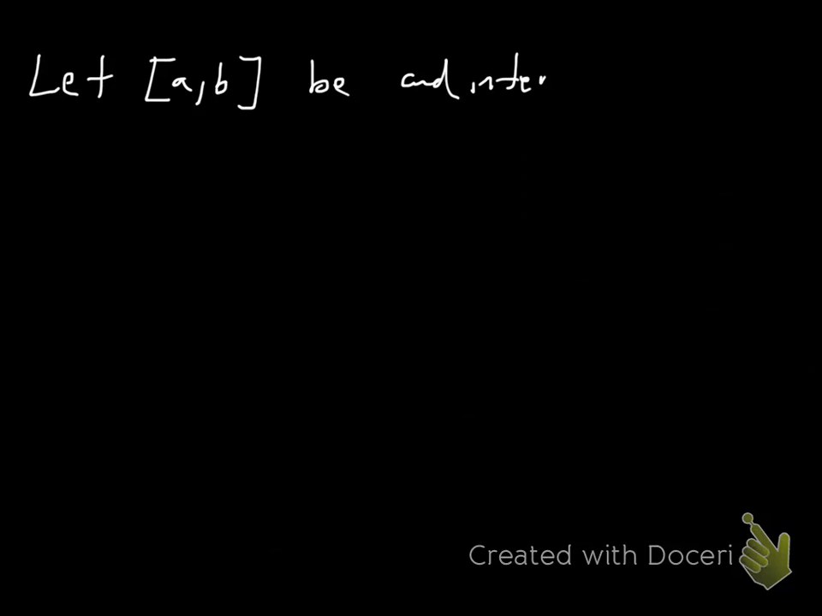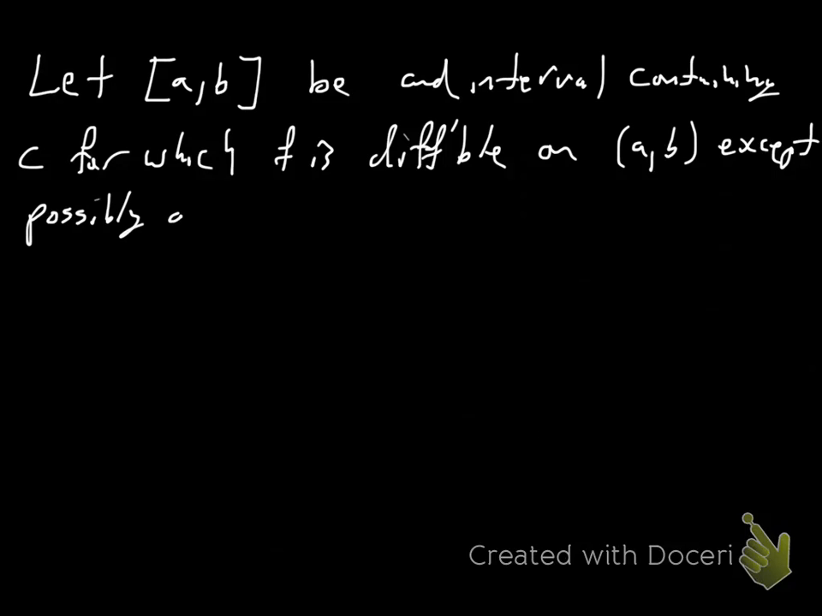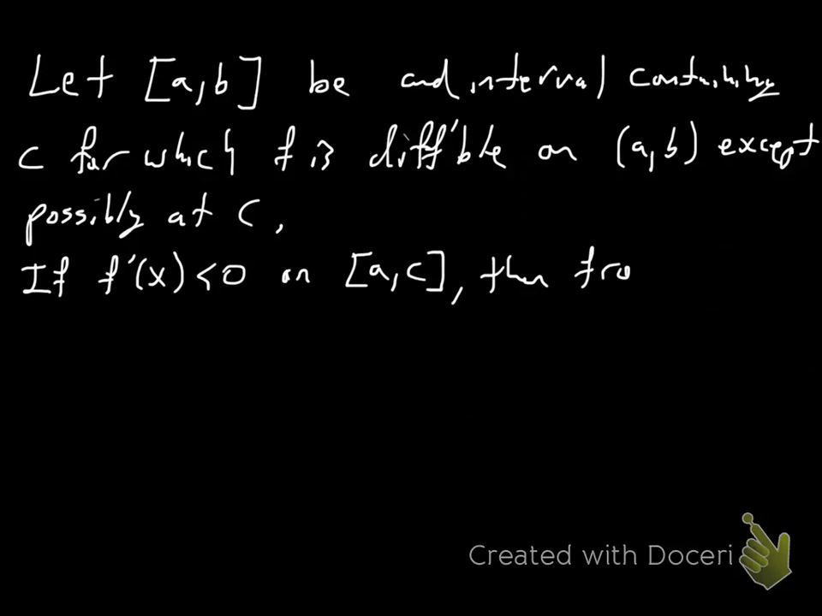Anyways, let the closed interval AB be an interval containing c, for which f is differentiable on the open interval AB, except possibly at c, because we might have a corner or cusp. So we saw some examples, like the absolute value function has a corner at 0, but that is also a minimum. If f prime of x is less than 0 on the closed interval AC, maybe we could say it's the open interval, but anyways, I won't get into too many details, we'll just say it's differentiable. We should say it's differentiable on the open interval, so let's change that, because we don't know if it's differentiable at c. So we're going to make a minor change here, so make this open interval AC.